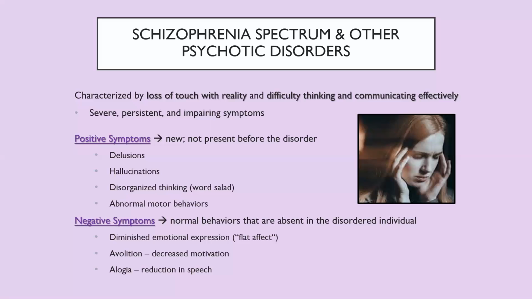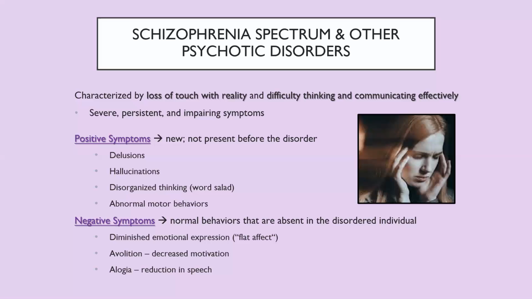a word salad, so speaking in a very jumbled way. Grammar doesn't necessarily make sense, or sometimes people will talk very circularly, sort of start off on a topic and then go off on a tangent and either maybe keep going off on more tangents or finally circle back to the original question or thing they were talking about. But it's very disorganized, or word salad, it might be almost nonsense. And they can also have abnormal motor behaviors. Those are all examples of positive symptoms in that they were not present before the disorder.